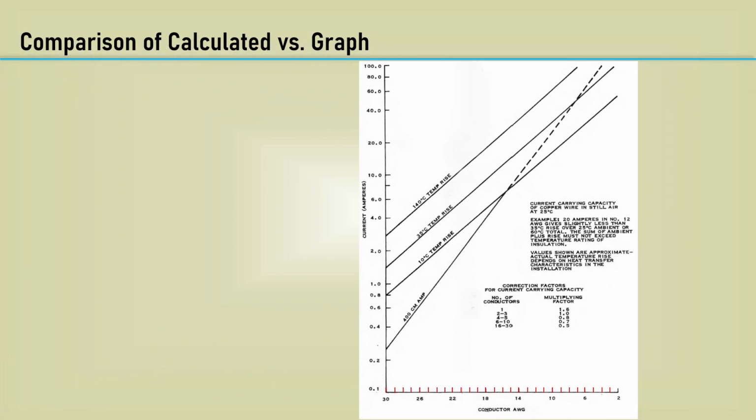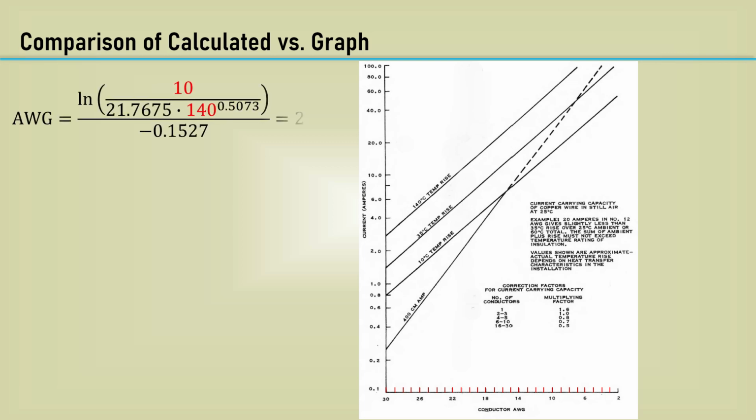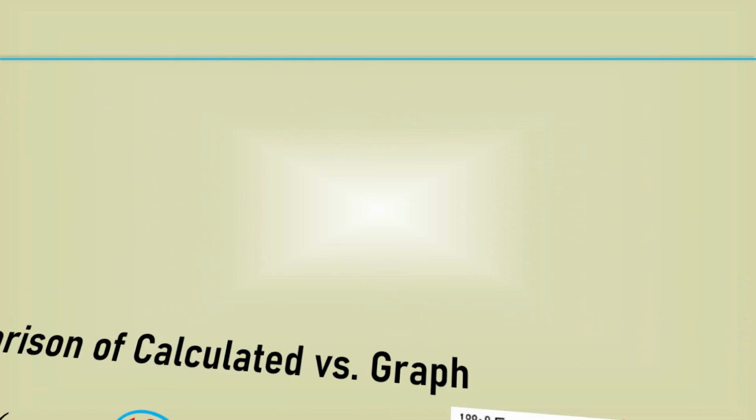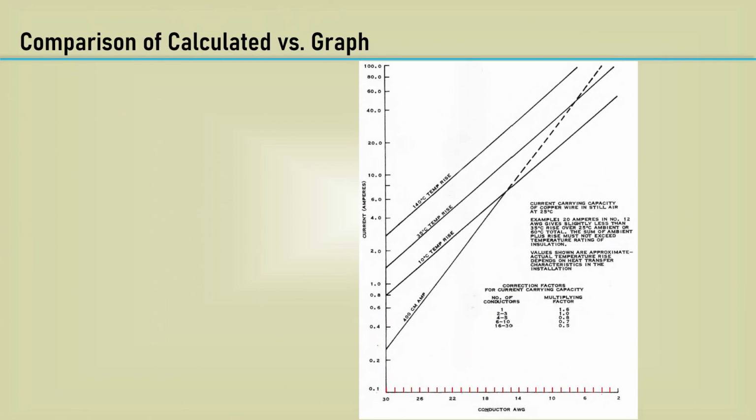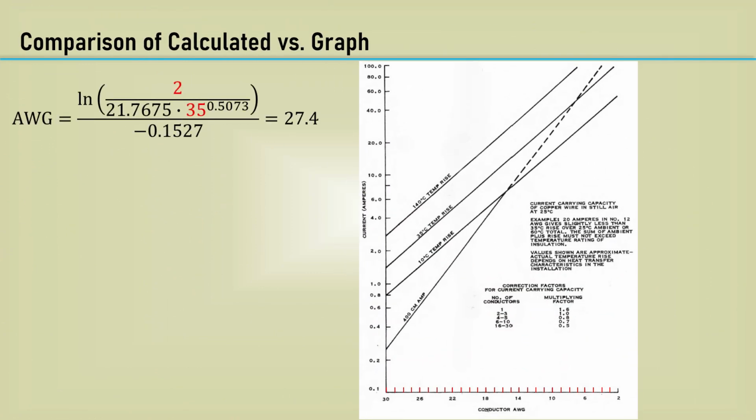Let's see a couple comparisons graphically between the formula and the chart. Here I plugged in 10 amps and 140 degrees, which yields a gauge of 21.5. This came out remarkably close. Remember, the scale between each gauge number has a logarithmic spread. So I'll take it. Here's another comparison. Here I plugged in 2 amps and 35 degrees, which yields 27.4. This too came out close. I'll take it too.